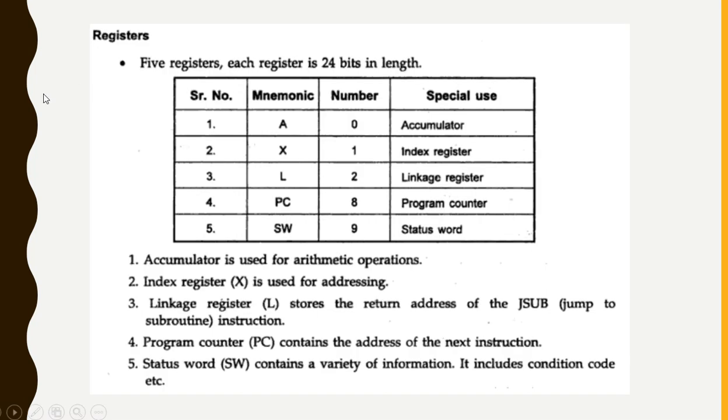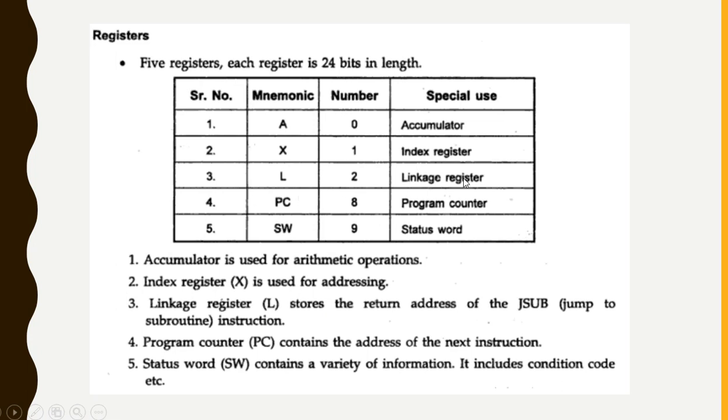Next are the registers. Here there are 5 registers. Each register is 24 bits in length, meaning one word. The registers are: A, the accumulator, which is used for arithmetic operations. X, the index register, which is used for addressing; like an array, it tells the index.